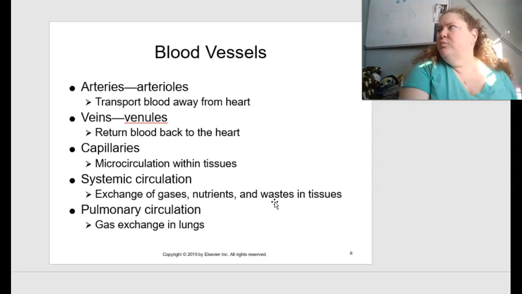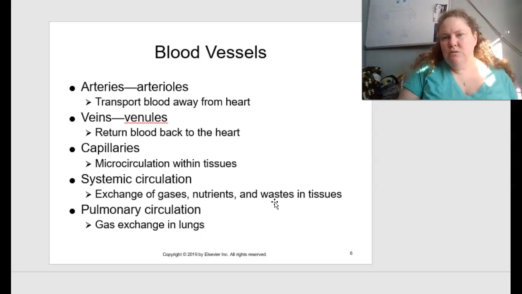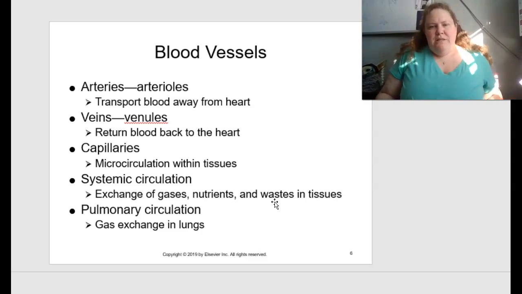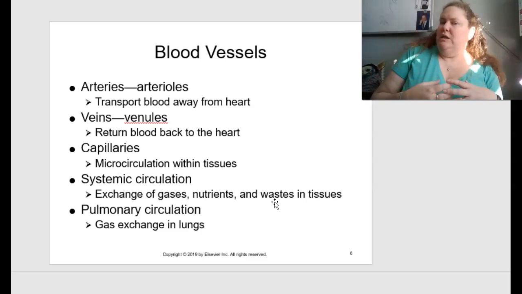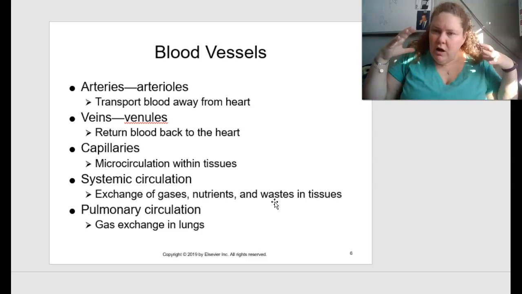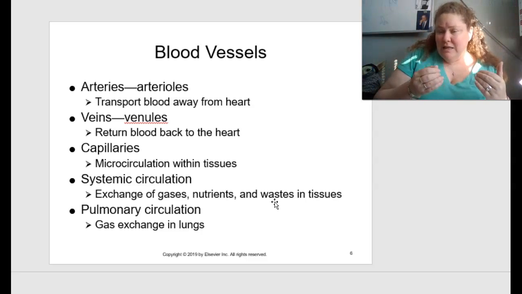For blood vessels, we separate them into arteries and veins, right? Arteries, all the way down to your arterioles, transport blood away from the heart, whereas veins return blood back to the heart. As a general rule, arteries are thicker walled and stronger because they have to deal with more pressure, right? Think of the pumping strength of the heart, and it has to go everywhere. So the arteries have to be very strong to withstand that so that they don't blow.